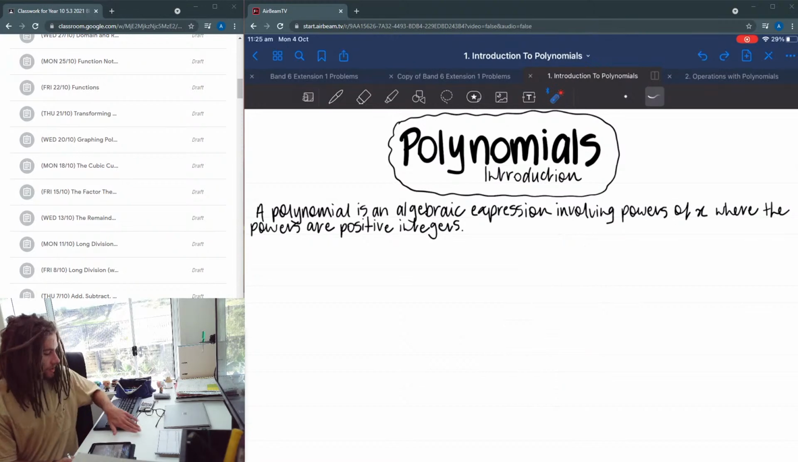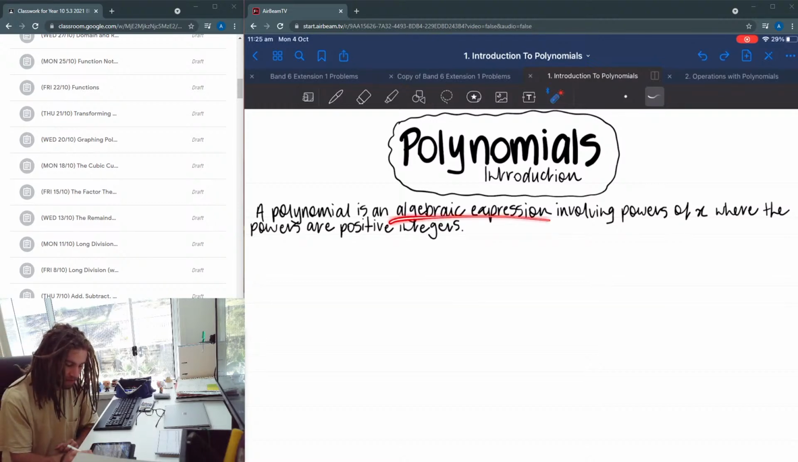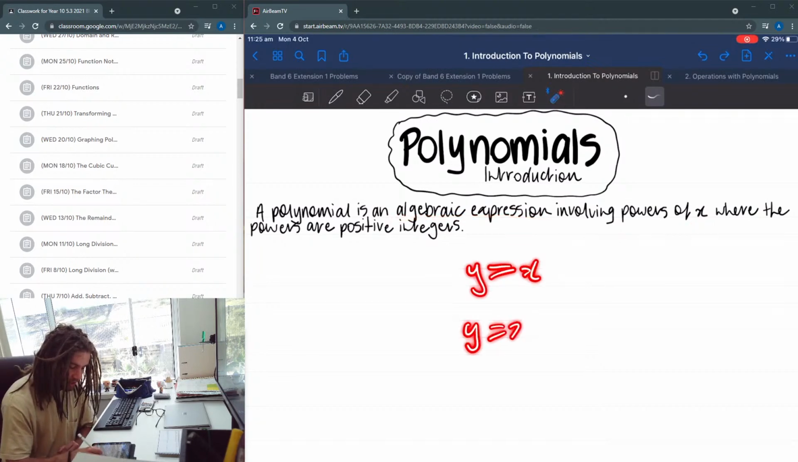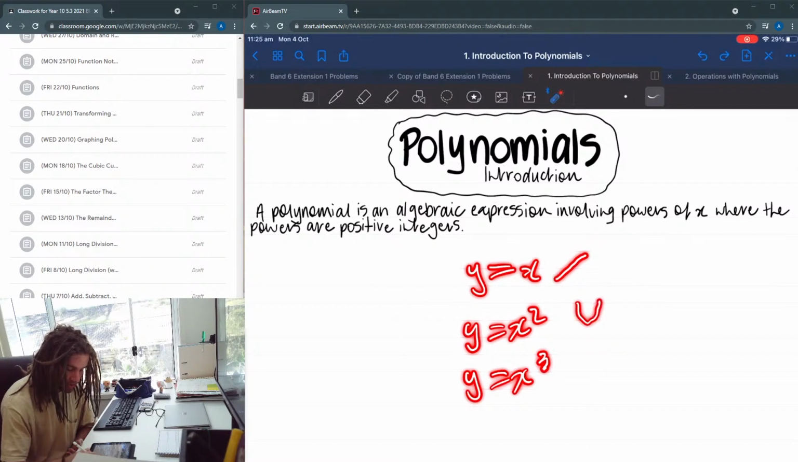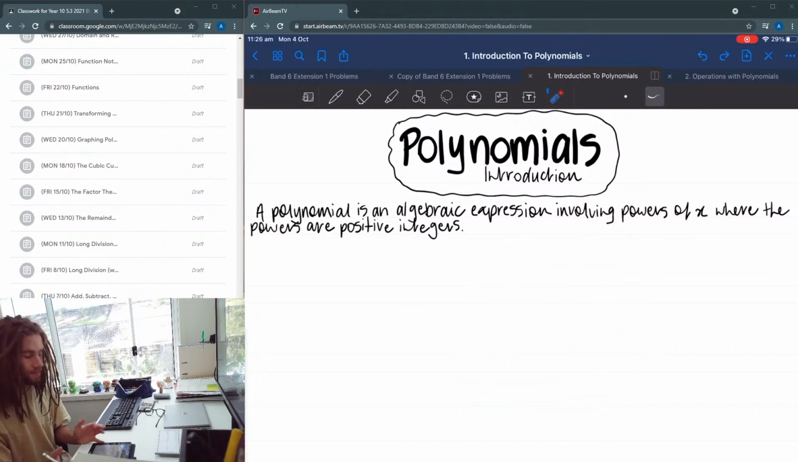I hope that the word polynomial isn't something that's new. It should be something we've definitely seen before. And I've just written here that it's an algebraic expression that involves powers of x. So like y equals x squared, y equals x cubed. They're all polynomials. That's just a straight line. That's a parabola, and that's a cubic. They have different names, but it's a linear polynomial, a quadratic polynomial, a cubic polynomial. They're all polynomials. They're just different types.